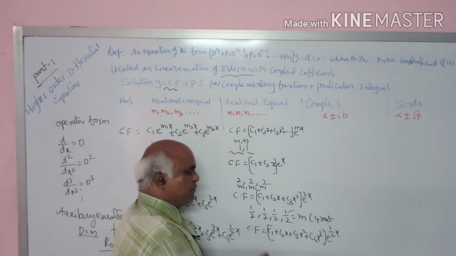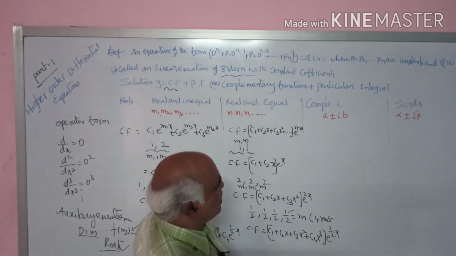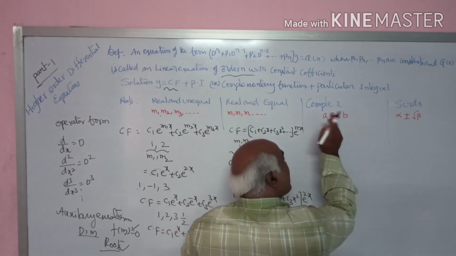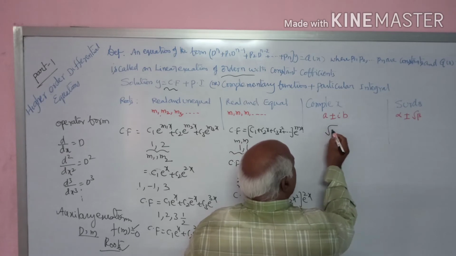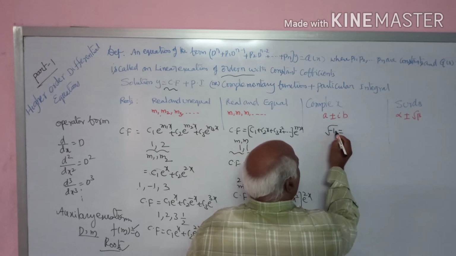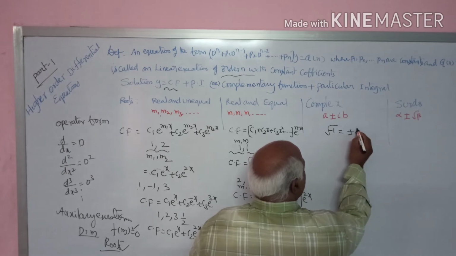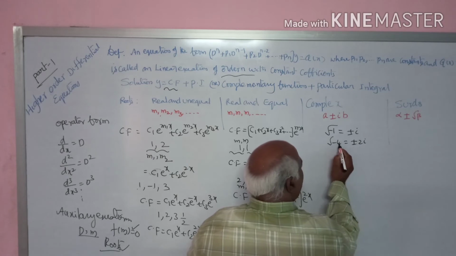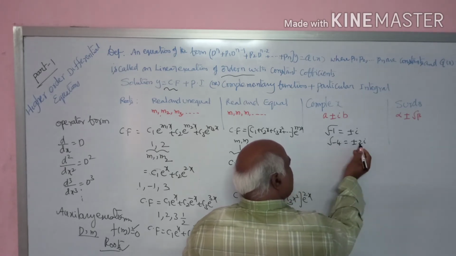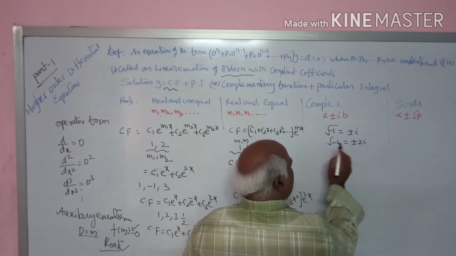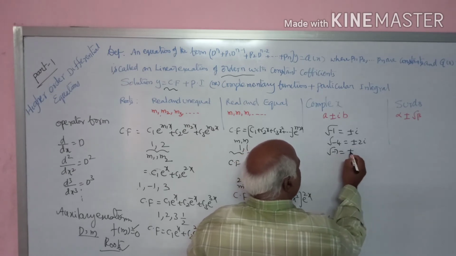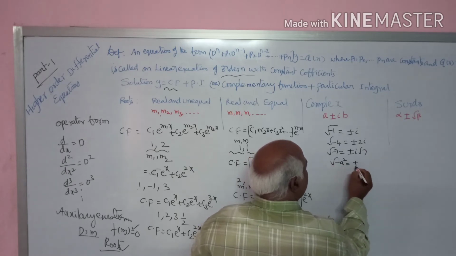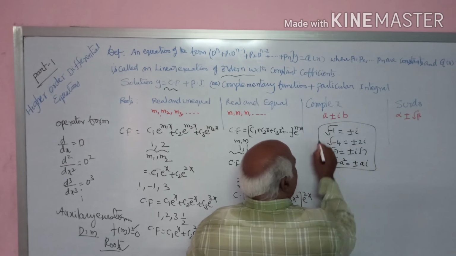This is the complementary function for 4 equal roots. Coming to the complex, the complex form is a plus or minus ib. When you get the complex form, the value inside is minus 1: root minus 1 is plus or minus i, root minus 4 is plus or minus 2i, root minus 7 is plus or minus i root 7, root minus a square is plus or minus ai. Like this we get the complex form.